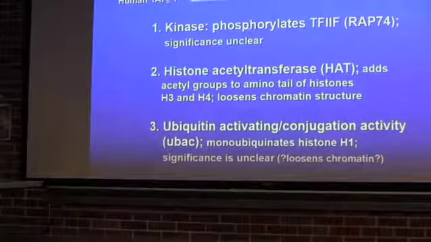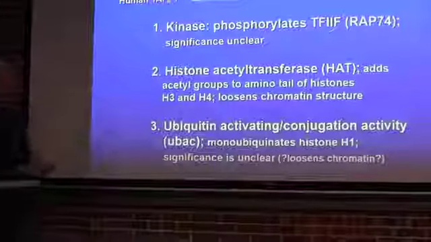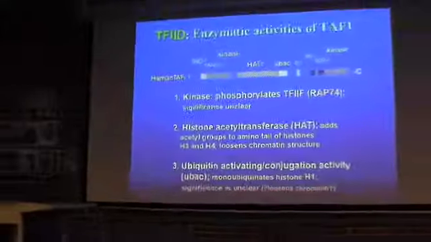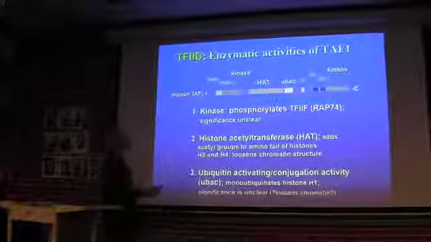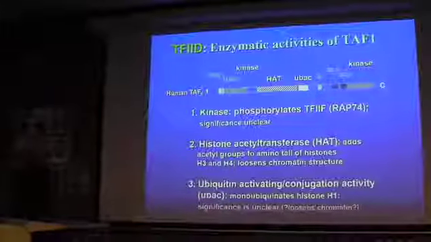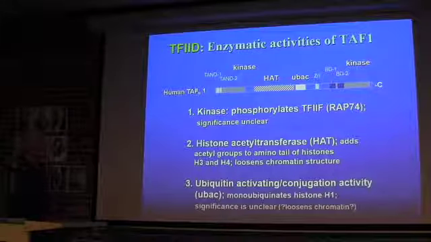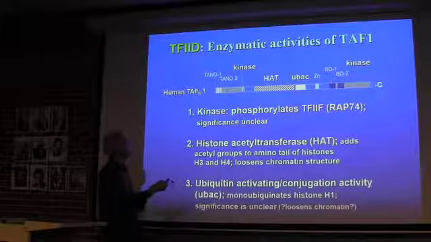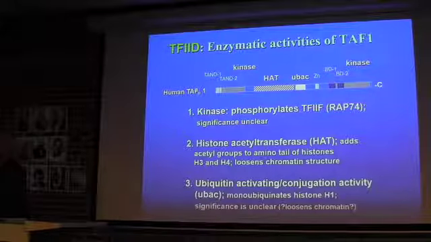We're not quite sure the significance of the phosphorylation of TFIIF. That is still being worked out. So, three activities: kinase, HAT, ubiquitination, activation, conjugation. There are other things in here. There's a zinc domain for binding, some bromo domains, but look at the N-terminus. It's something called TAN 1 and 2.